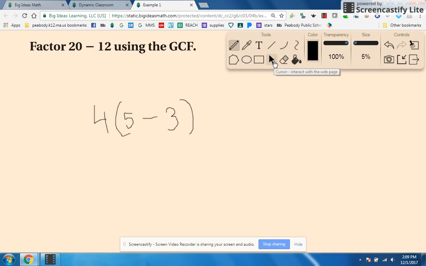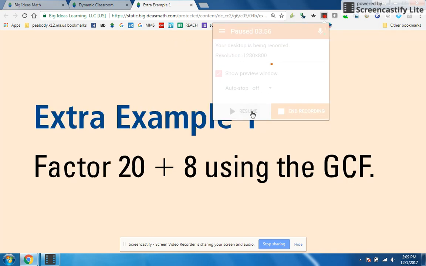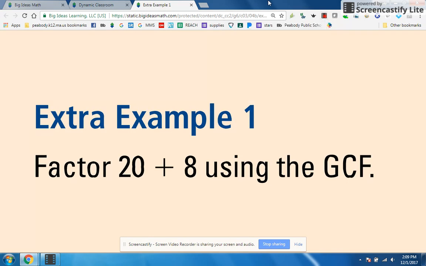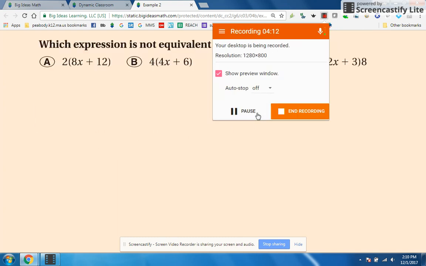So that's your final answer. So let me give you guys one to try. It's called factoring the expression. So you're going to try this one. I want you to write out 20 plus 8 on your paper and then show me the factoring the expression. So put the GCF on the outside and on the inside, whatever it takes to multiply to get the original 20 and 8. Okay, so pause and try this one.